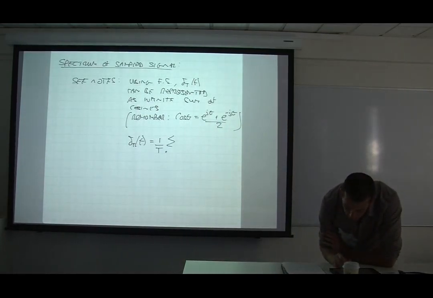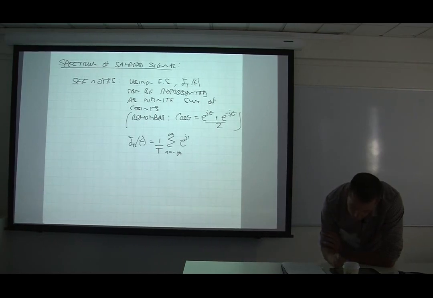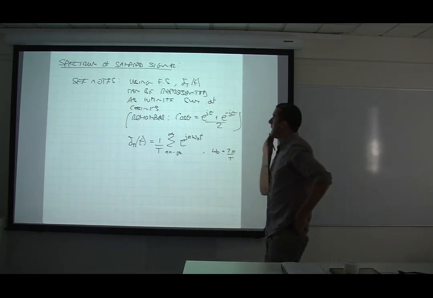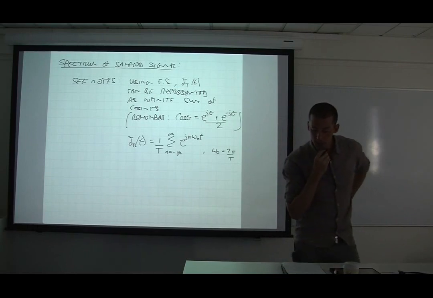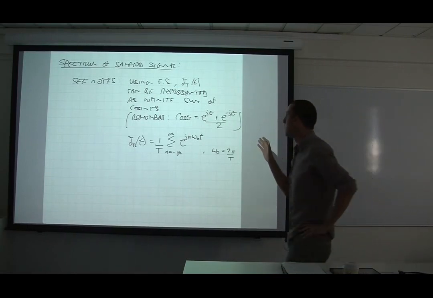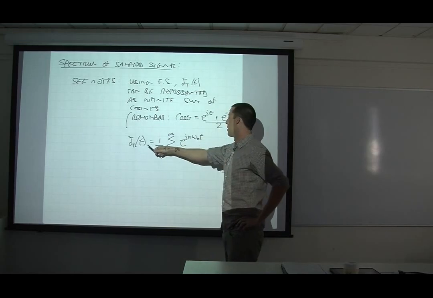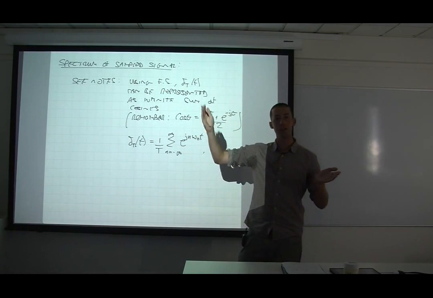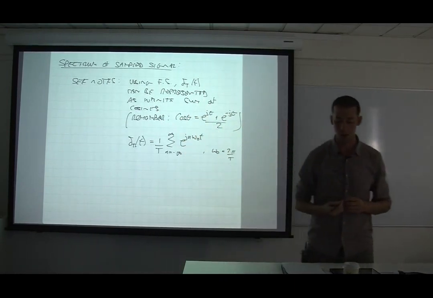And we have n equal to minus infinity to infinity, e to the j n omega naught t, where omega naught is equal to 2 pi over T. So that's the periodicity of that. If you go off and have a look, it is possible to see that all this is related, and you'll end up with this being a Fourier series of that periodic function. It's a delta function every T seconds, and that's its complex Fourier series.